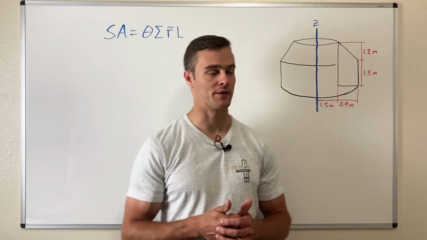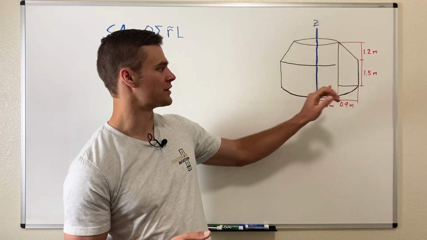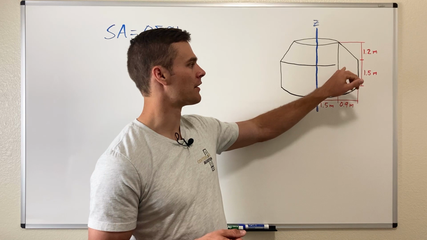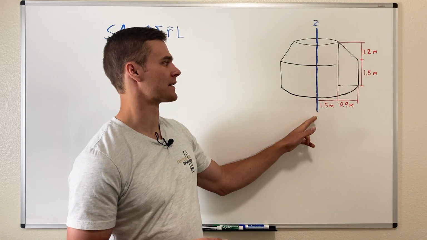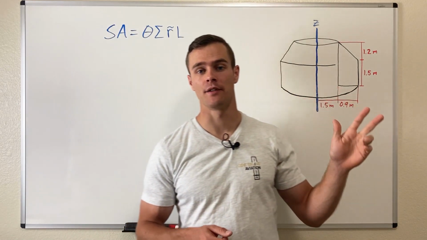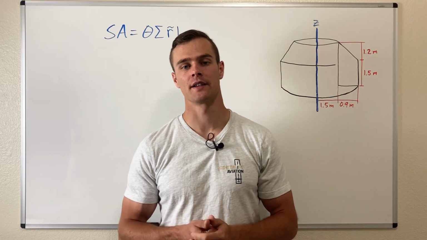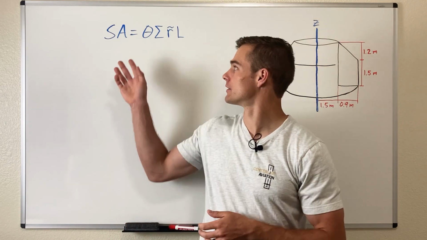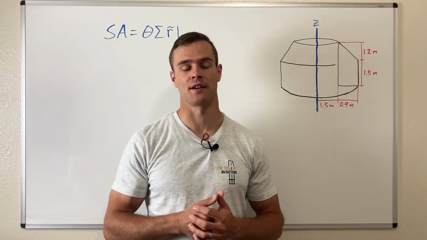So what we have here is an object that is generated by revolving this area around this z-axis. And what we need to do is find the surface area of that object. We will be doing that by using this equation from Pappus and Guldinus.